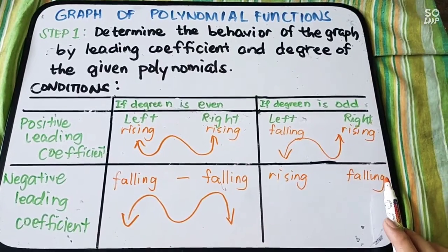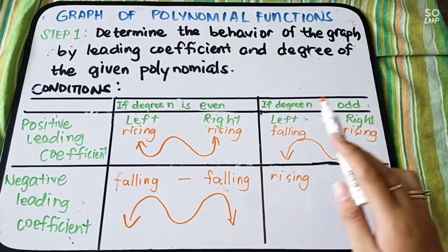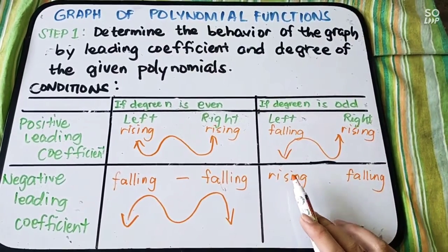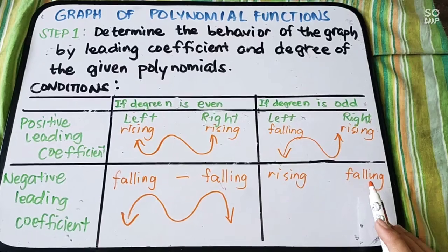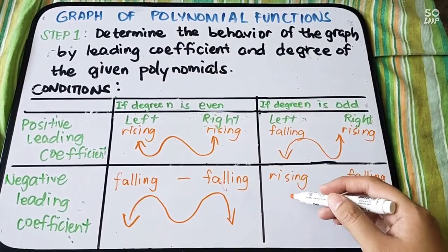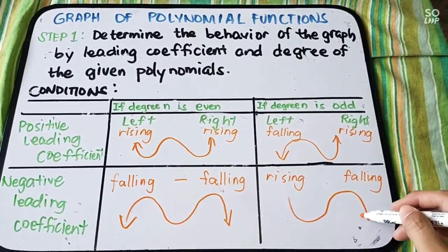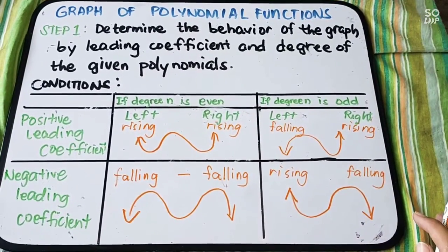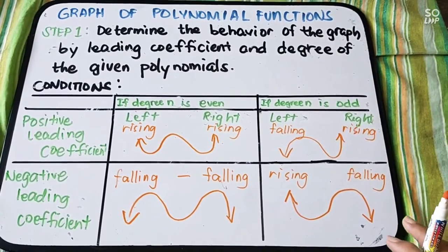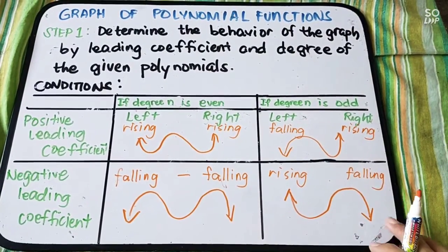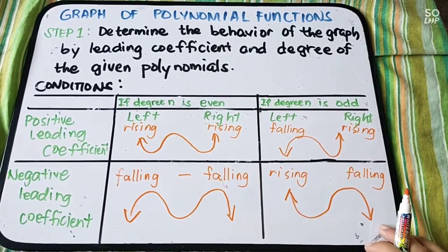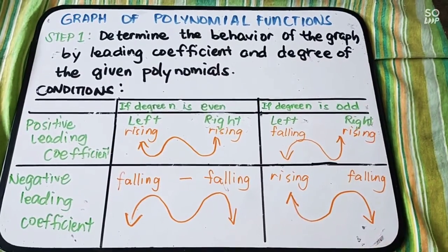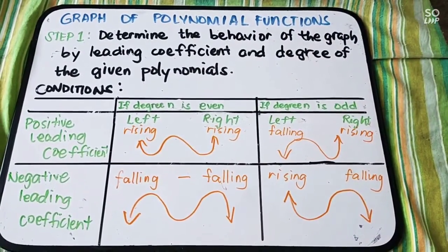Next, what if we have a negative leading coefficient and the degree is odd? It is the opposite: rising to the left and falling to the right. So the graph looks like this, falling to the right, then rising to the left. You need to consider the behavior of the graph so that it is easier for us to graph a polynomial function. Let's move on to the next step.